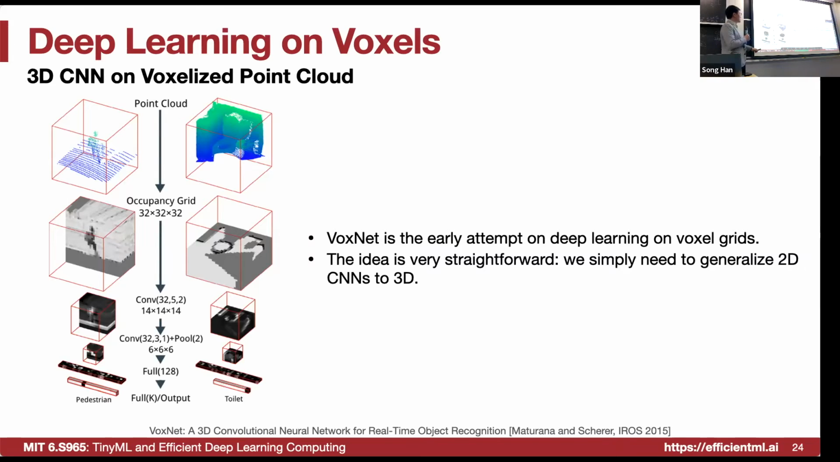So this is basically deep learning on these voxels, right? We have the occupancy grid, and VoxNet is the early attempt to do deep learning on these voxel grids. It's very straightforward. We simply need to generalize from 2D to 3D, adding another dimension in the kernels.